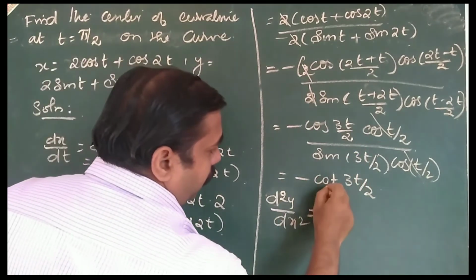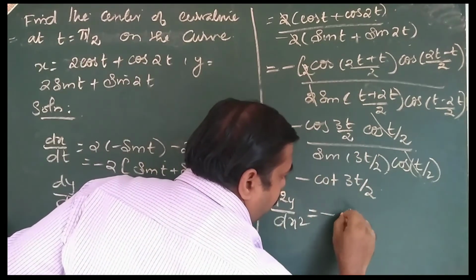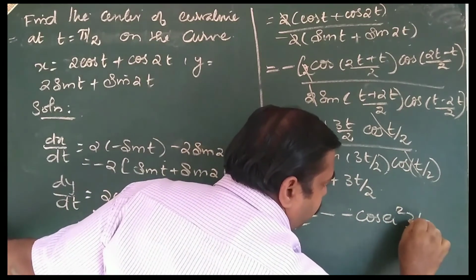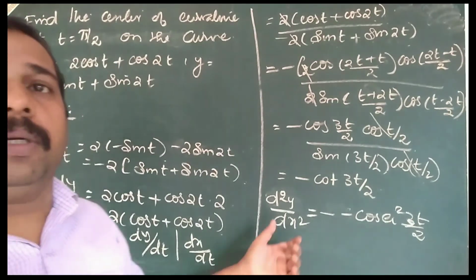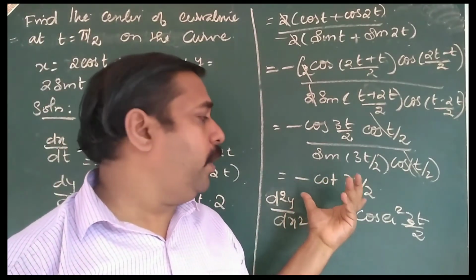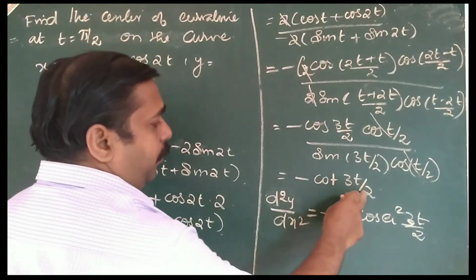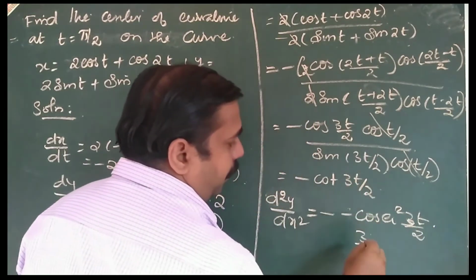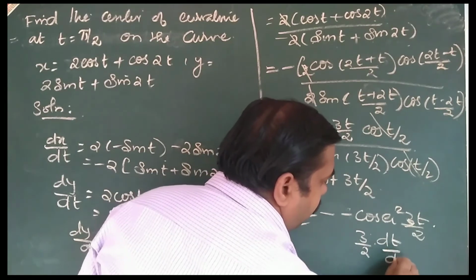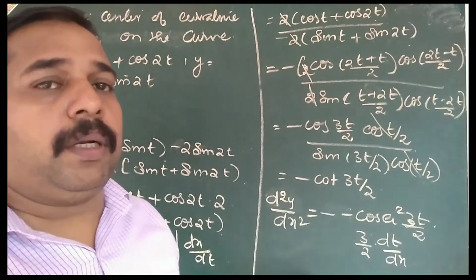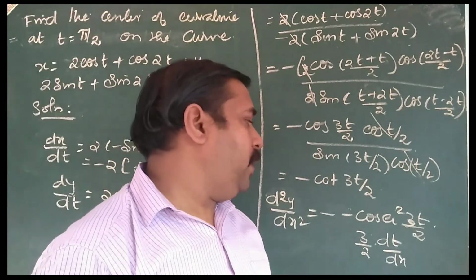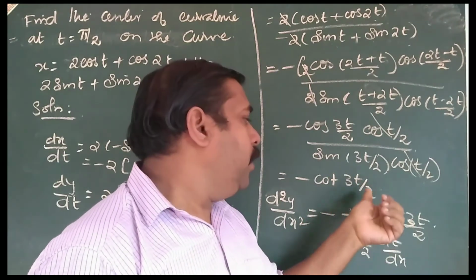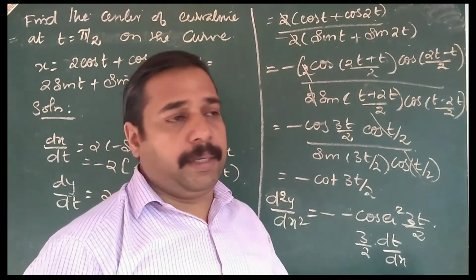cot t. Cot theta differentiation is minus cosec square theta, so cosec square 3t/2. Then 3t/2 is equal to what? Into 3/2 into t differentiation, which is dt/dx. Don't forget to put dt/dx because this is a function of t. We differentiate with respect to x only. Therefore, t differentiation is dt/dx.